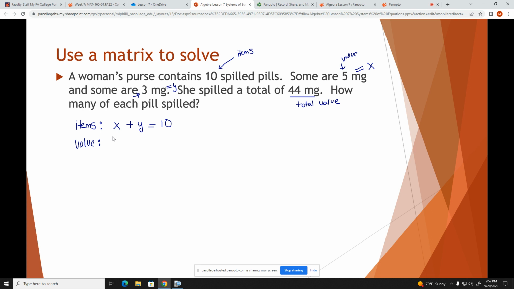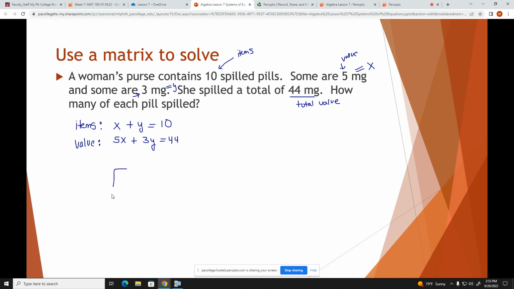And then those first pills, they each had 5 milligrams, so 5X. The second kind of pills had 3 milligrams, so 3Y, for a total of 44 milligrams. So those two equations capture all the relationships. And when I look at how I wrote them in an orderly fashion, X first, Y second, constant at the end.